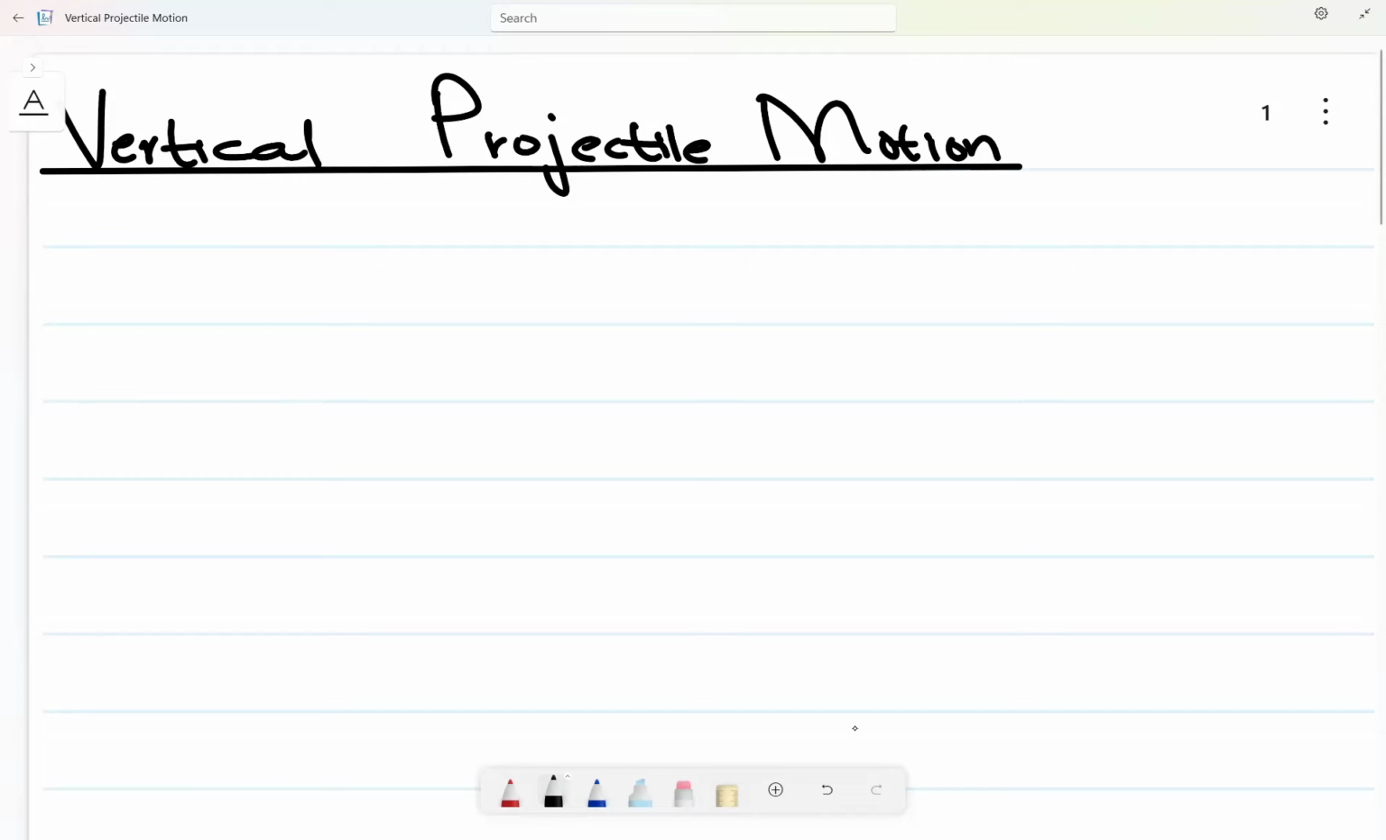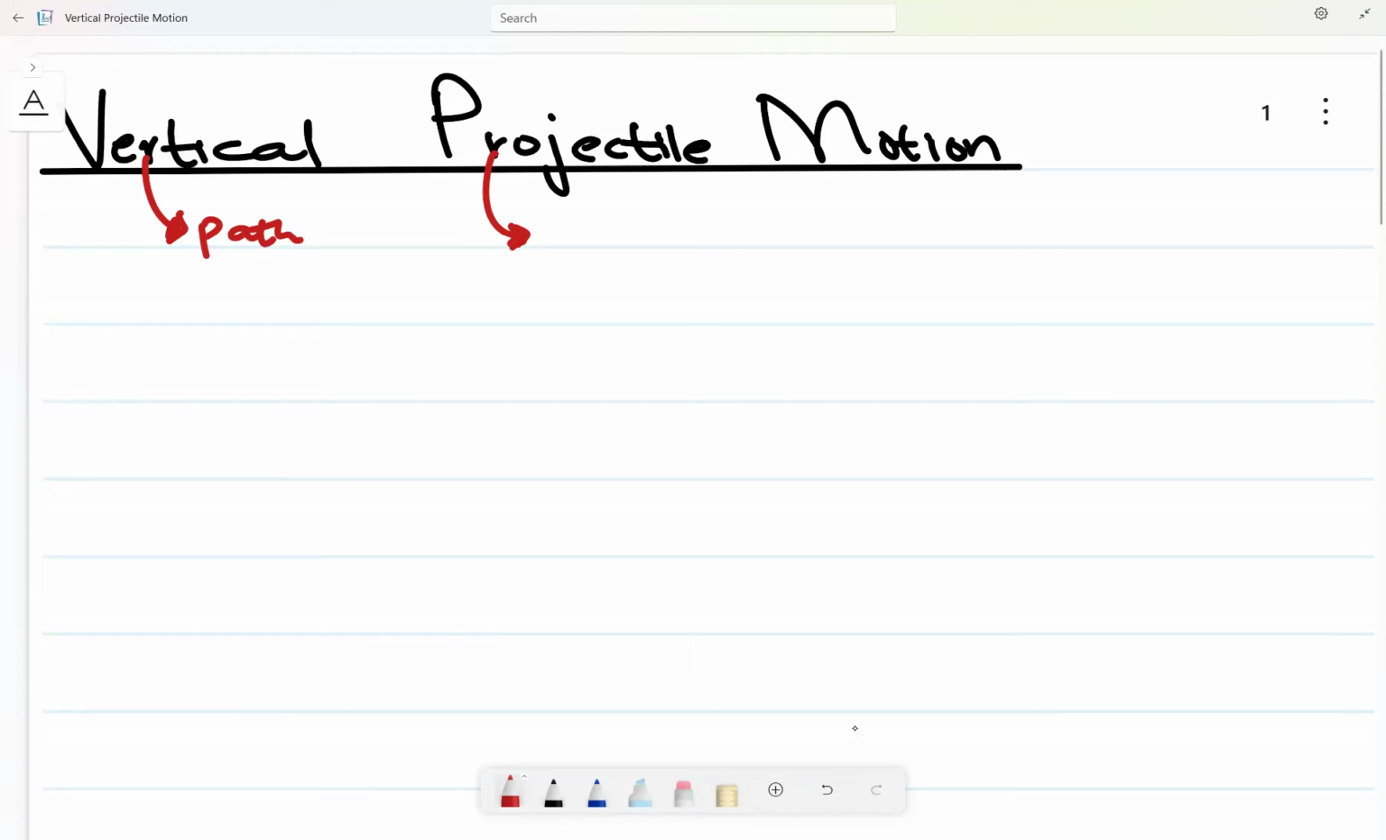This just tells you about the path that you're going to be looking at. Projectile, projection: when you project something, it has to do with giving an initial velocity. Projectile, then motion is just motion.